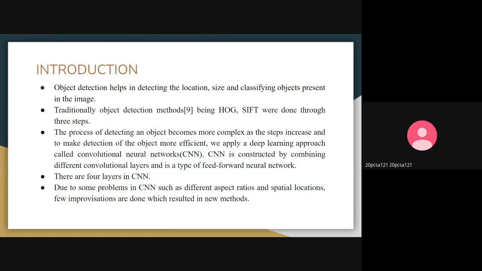Initially, object detection was done through three steps. The first step chooses the region of the information. The second step extracts a feature from the data, and finally, the objects are classified. As the object detection process becomes complex, we use a deep learning approach called convolutional neural network. This CNN has combined layers of convolutional network, which is a type of feed-forward neural network.